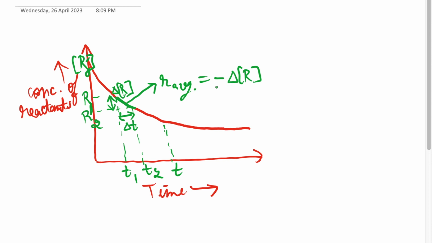So R average is equal to minus slope, and slope is given by dy by dx, so delta R by delta T. The minus sign denotes that the concentration of reactant is decreasing over time. So minus dy is delta R, and dx is delta T.